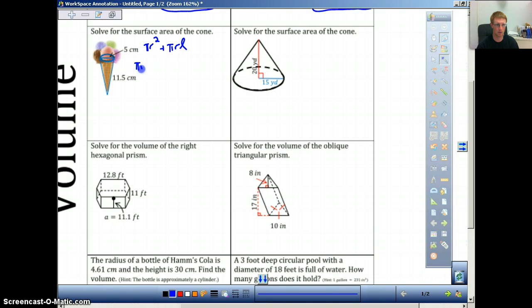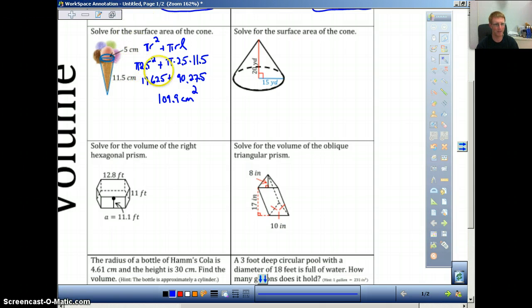So we have pi times 2.5 squared plus pi times 2.5 times 11.5. And again, you're just plugging this in. So we have 19.625 for the first one, plus 90.275 for the second one. Adding those up, we get 109.9 centimeters squared. Again, you're using this formula, pi r squared plus pi r L.